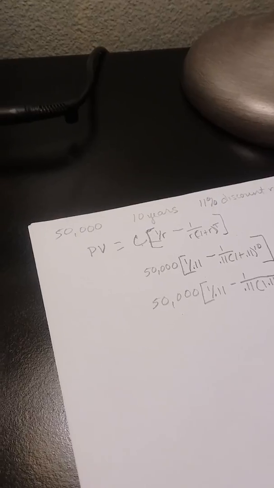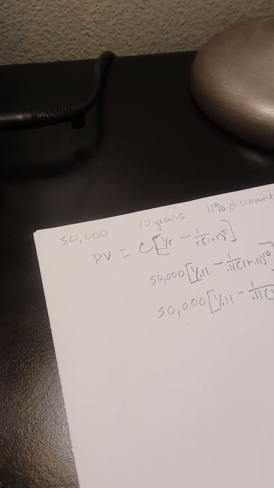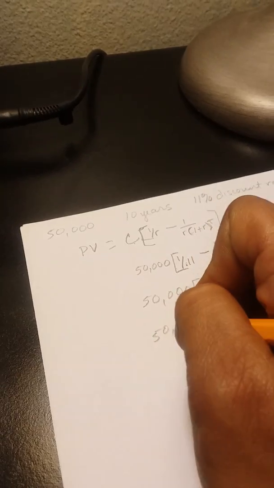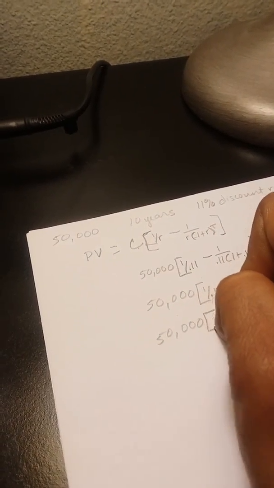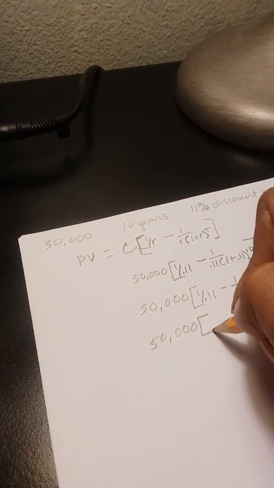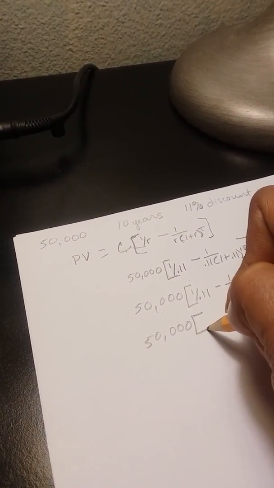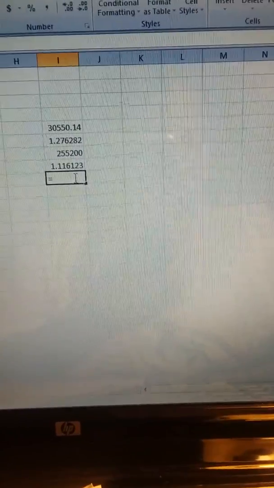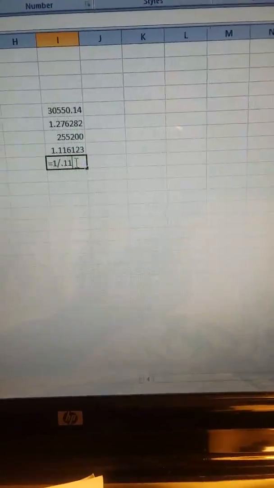10. Just like that. And then the next thing that you're going to want to go ahead and do is you're going to want to bring it down, and you're going to want to figure your 1 over 0.11. So you can just simply throw that into a calculator, just like this, which is going to be 1 divided by 0.11. So you can see that's 9.09.